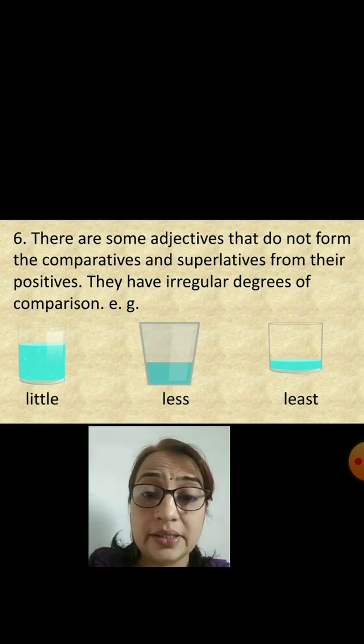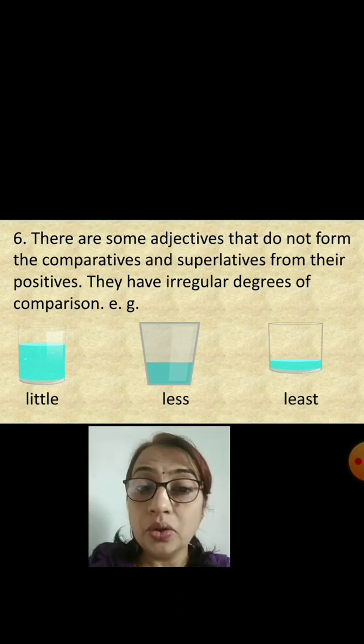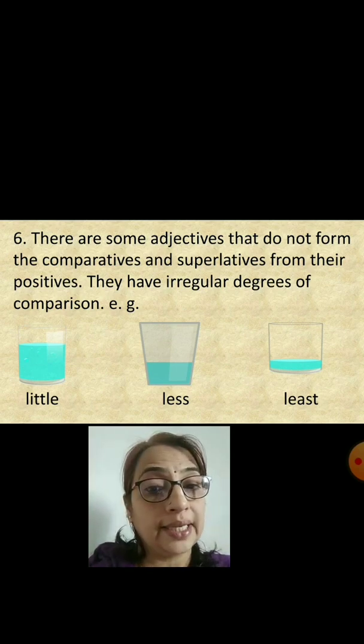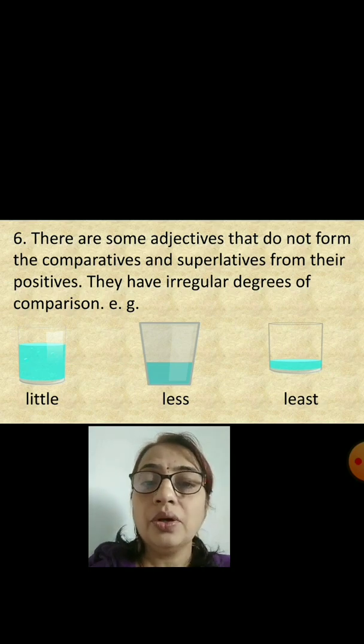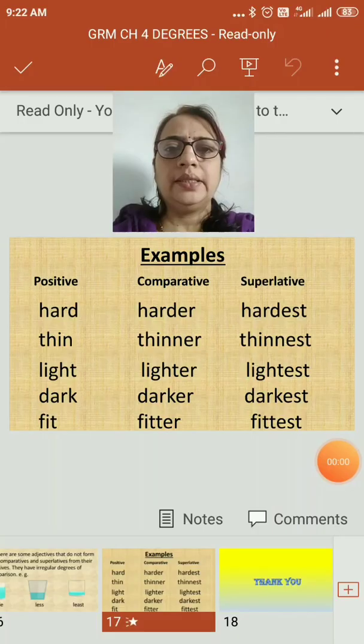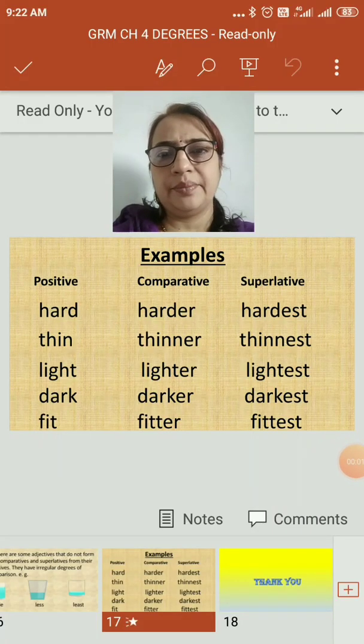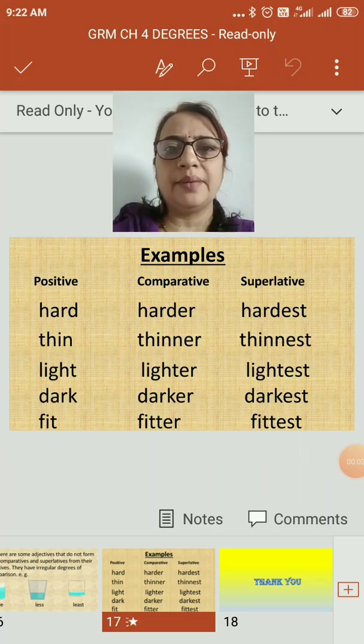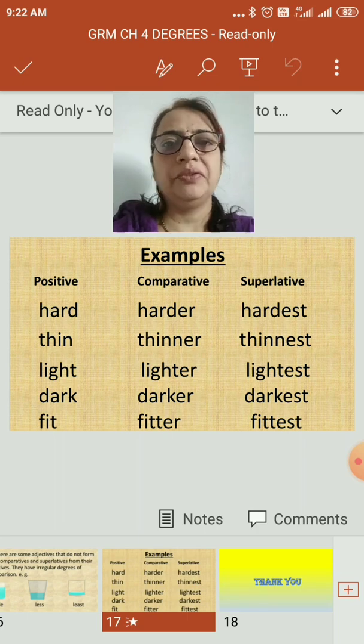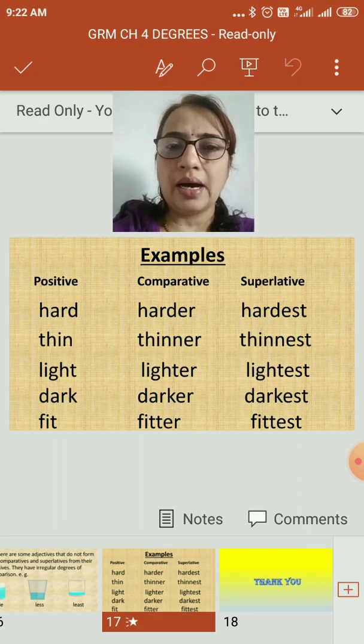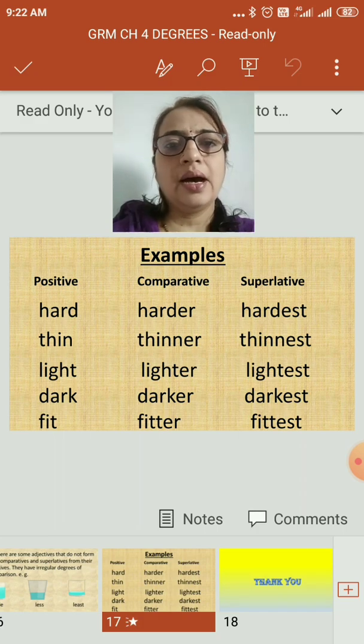Little, less, least, or when we say good, better, best. Remember? We don't say good, gooder, goodest. It's wrong English. So, good, better, best. Let us see some more examples. Now here a few examples I have written on the slide, children. Read it aloud with me. At the same time observe the spellings also. Positive, comparative and superlative degree. Hard, harder, hardest.